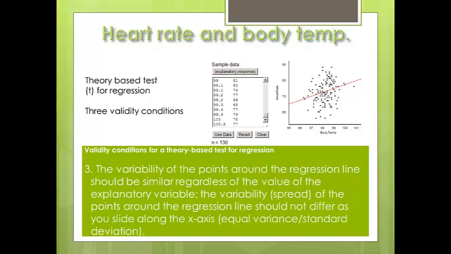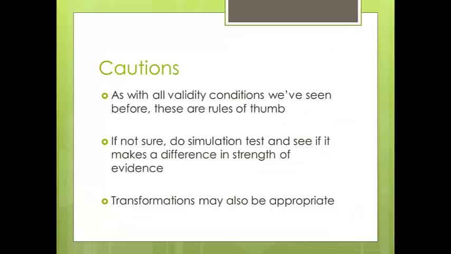And finally, the third validity condition says the variability of the points around the regression line should be similar regardless of the value of the explanatory variable. That is, we don't see a lot of spread around the regression line in some places and less spread in other places. Here we see a fair bit of variation around the line, but that's pretty constant no matter what the body temperature is. A few words of caution.